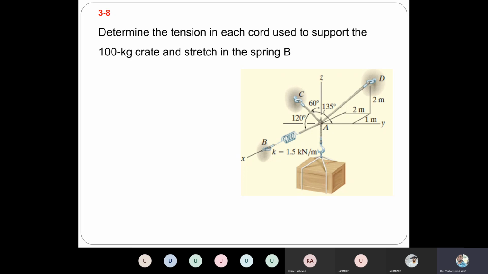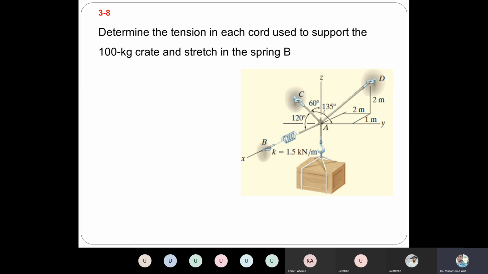So again, we have to first select which point to use to draw the free body diagram. What do you think? Which point do we have to select? Point A. Point A. In order to calculate all the unknown forces, how many maximum forces can we calculate? 3. 3, because we have three equations, so the maximum number of unknown forces we can calculate is 3.